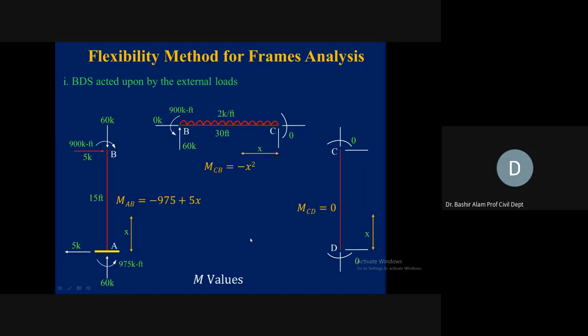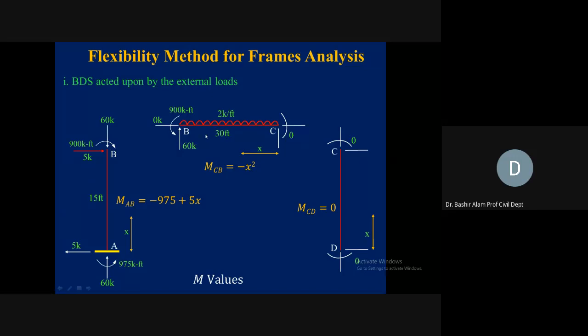How can we do it? For that, we need to analyze this determinate structure under the actual load. So we need to find out the support A reactions. How can we find out? First, we apply the summation of Fy is equal to 0. Now, this fixed support at A, this is taking the whole loads. So the load will be balanced by the vertical reaction at A.